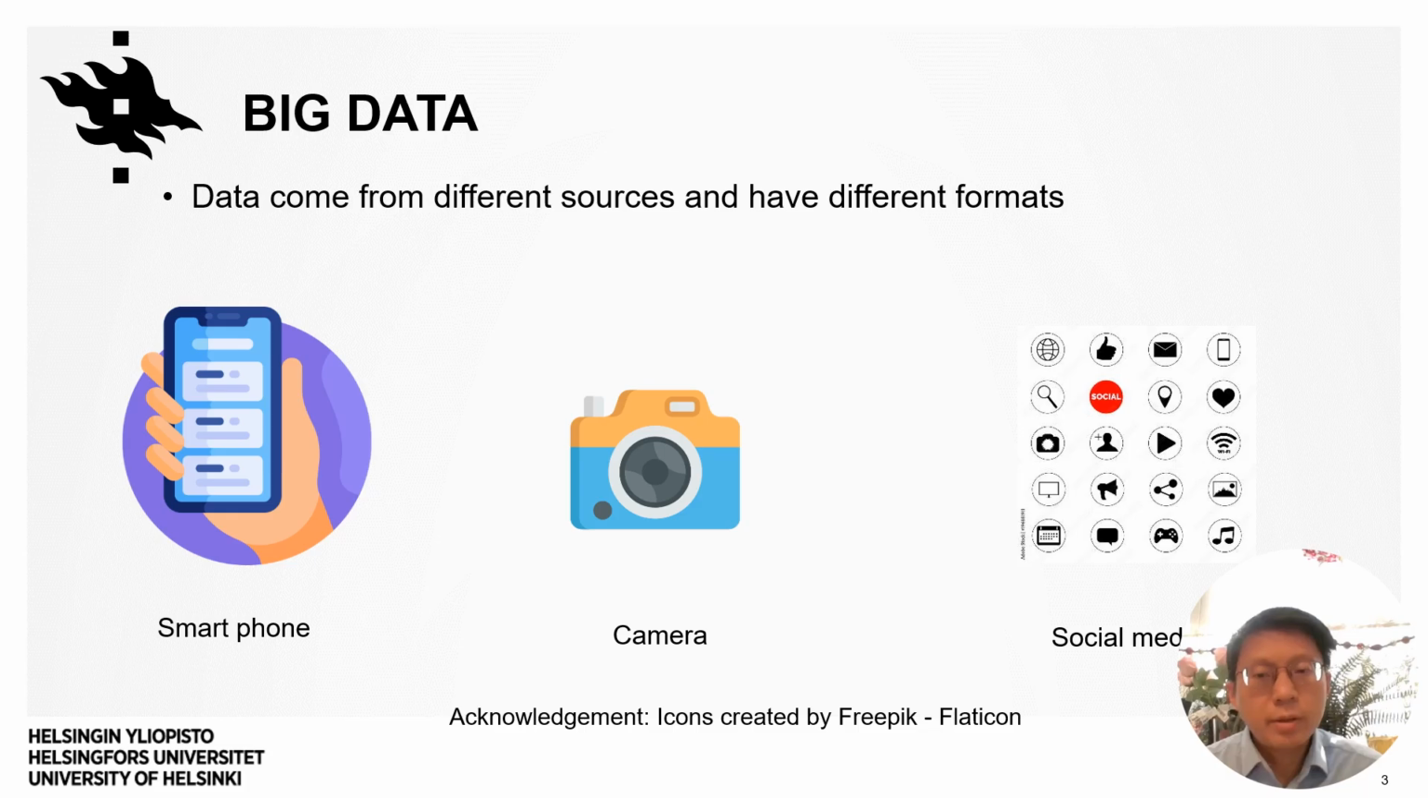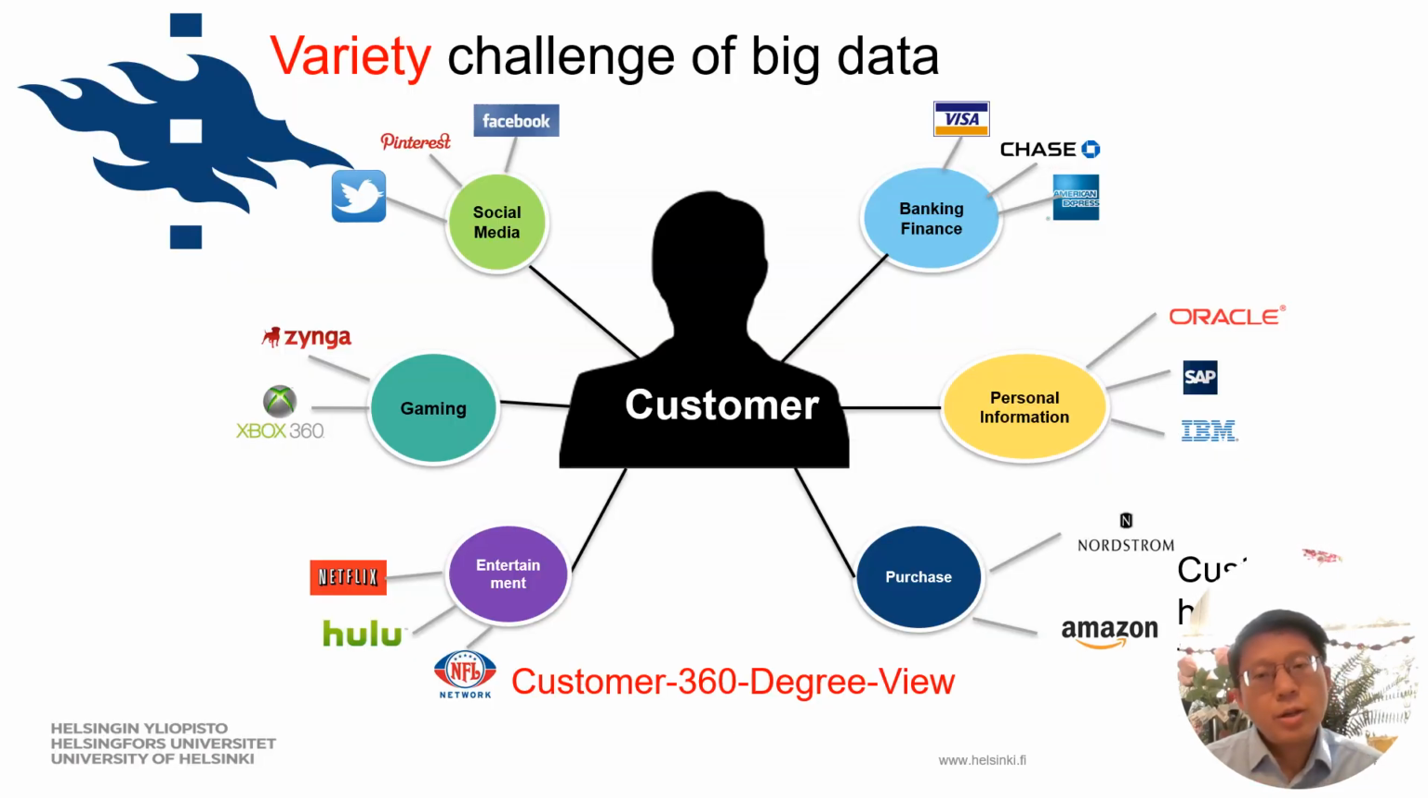Have you heard the buzzword big data? Data come from different sources and have different formats. The big data may come from the smartphone, camera, and social media. Those data have different volumes and different formats. One big challenge about big data is called variety. That means data have different formats.